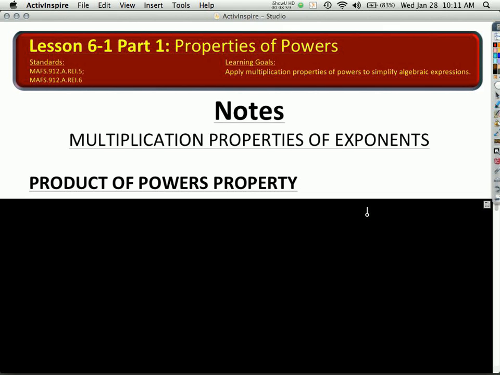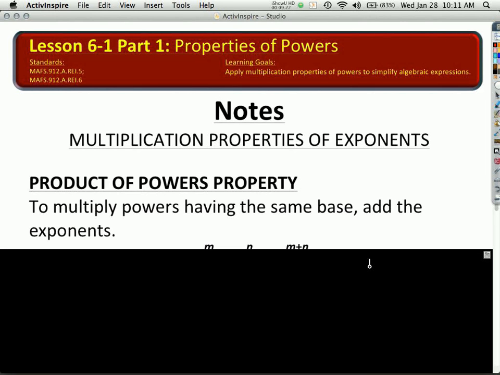What does product refer to? What's a product? Got 4 people who know the word product. Alex, what's a product? Wow, you said that so phenomenally well, because a lot of people miss the answer part. That was great. Answer to a multiplication problem. So when you say product of powers, we're talking about multiplication of powers.